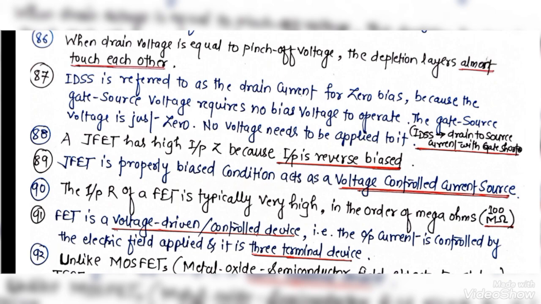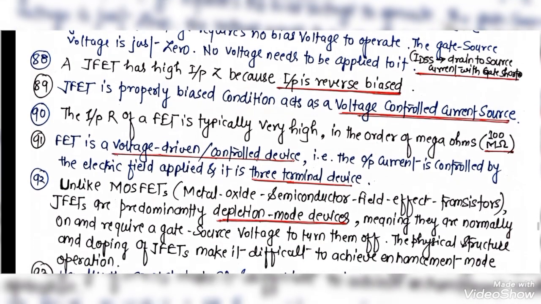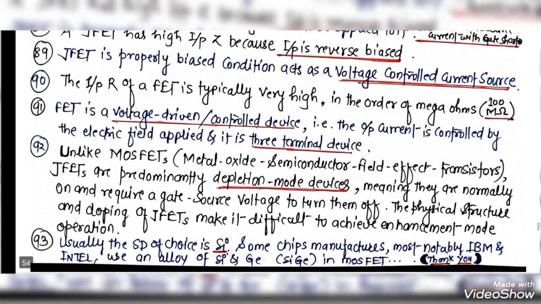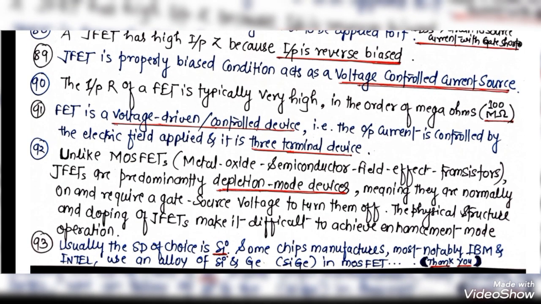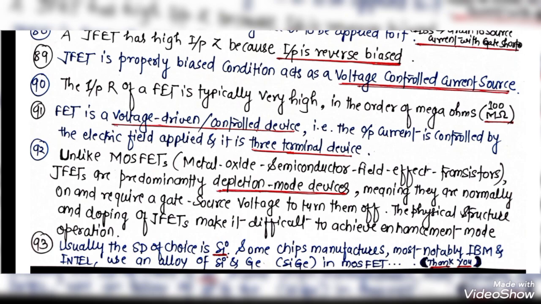A JFET has high impedance. Input impedance is high because input is reverse biased. A JFET in properly biased condition acts as a voltage controlled current source. The input resistance of a FET is typically very high, in the order of mega ohms, that is up to 100 mega ohm. FET is a voltage controlled device, that is the output current is controlled by the electric field applied, and it is a three terminal device.